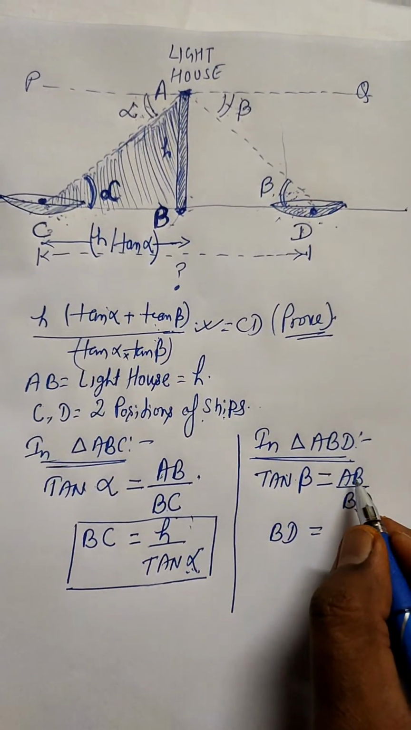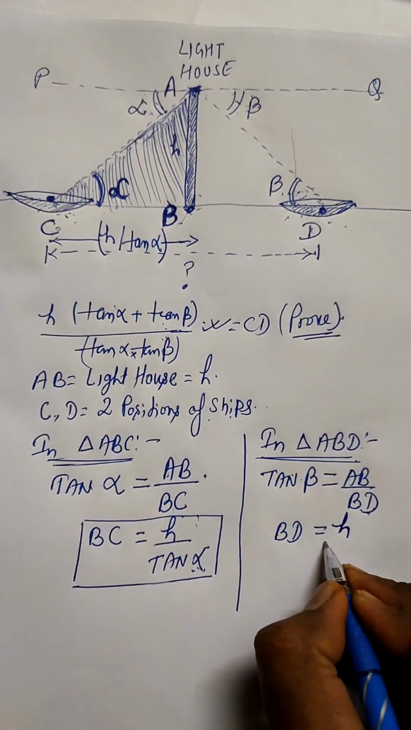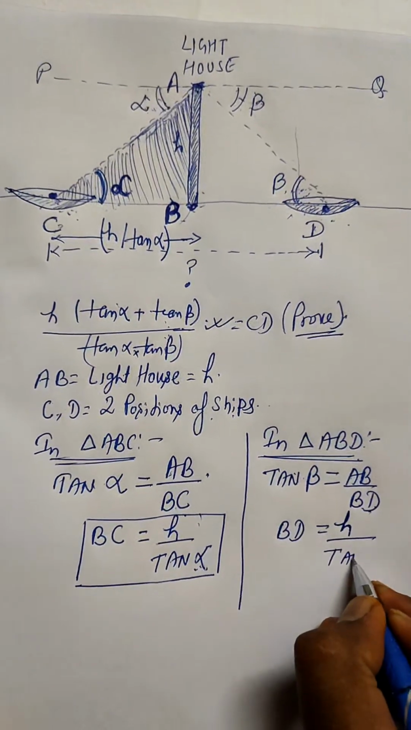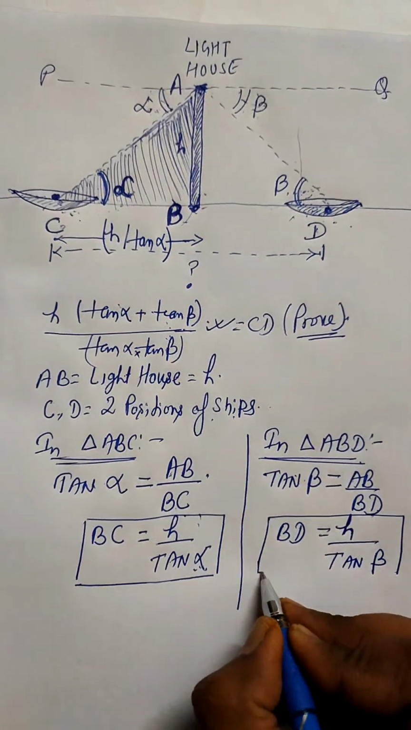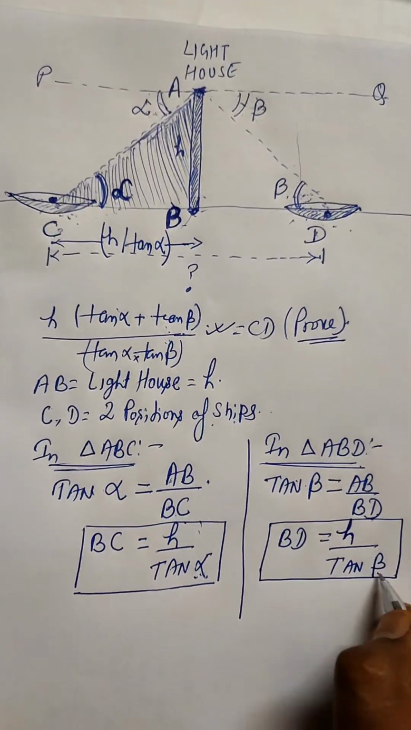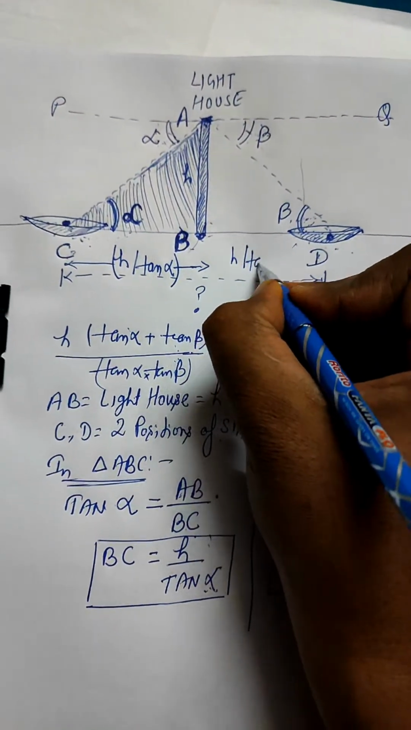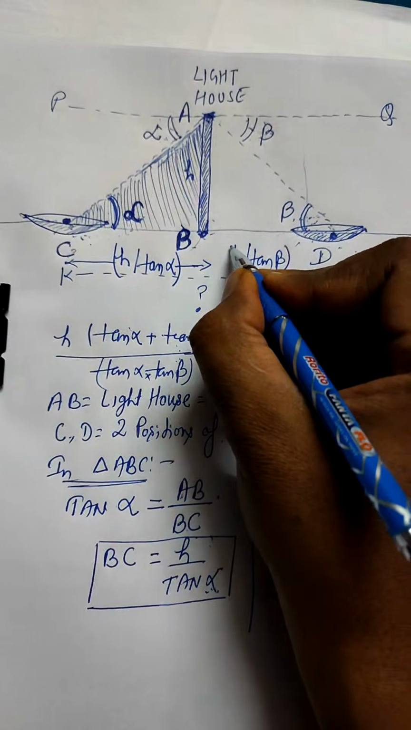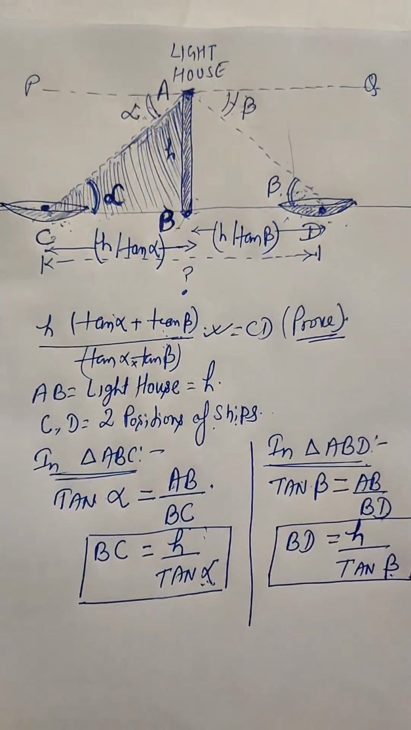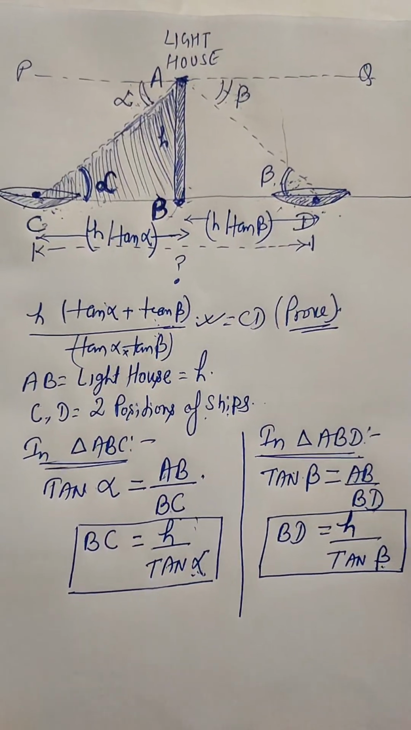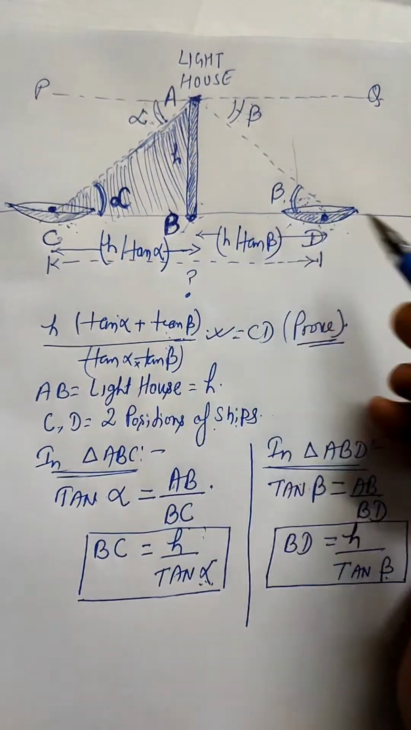And what's the value of AB? AB is H. So it's H by tan beta. So this is the other relation which we have derived. Now this question is almost solved, students. This is H by tan beta, right? Now you know the length of BC, and you know the length of BD.